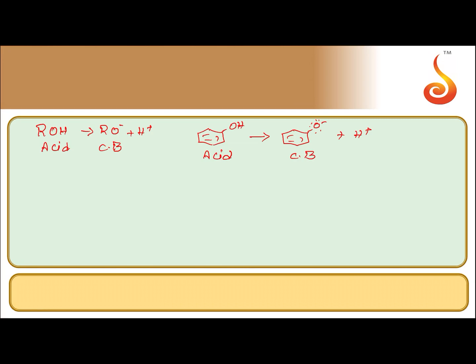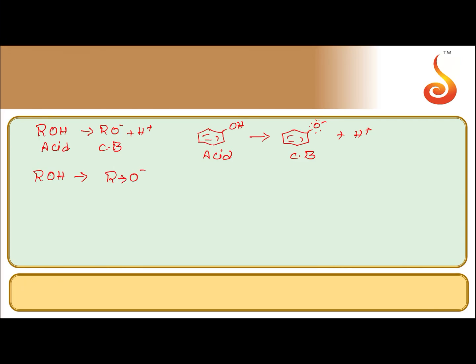Now let us take alcohol. ROH dissociates to give RO minus. For any charged species, the stability depends on the charge intensity. If the charge intensity is more, stability will be less. So again I am repeating, for any acid to be a strong acid, the conjugate base should be more stable.